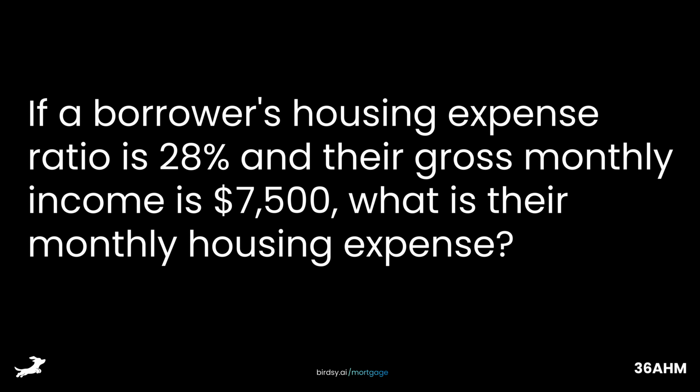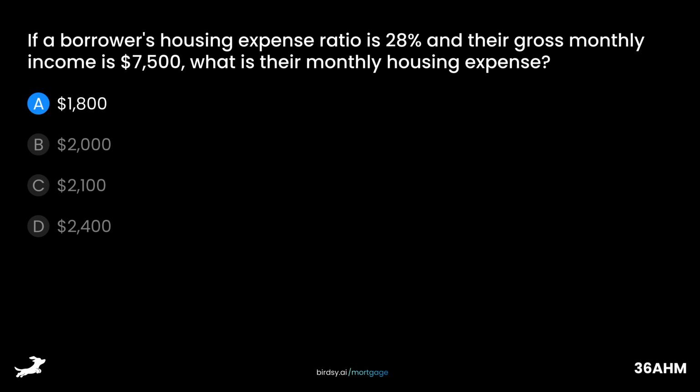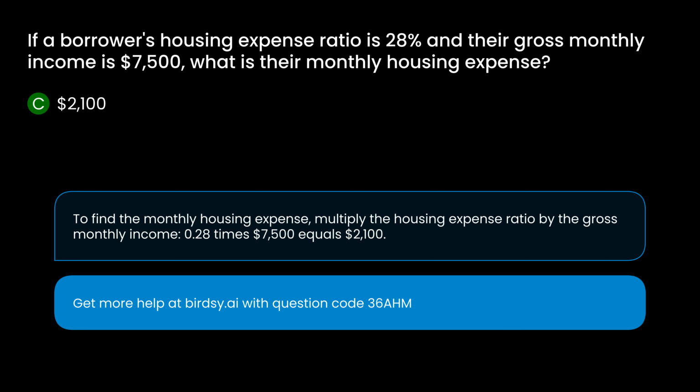If a borrower's housing expense ratio is 28% and their gross monthly income is $7,500, what is their monthly housing expense? Is it A, $1,800, B, $2,000, C, $2,100, or D, $2,400? The answer is C, $2,100. To find the monthly housing expense, multiply the housing expense ratio by the gross monthly income. 0.28 times $7,500 equals $2,100.